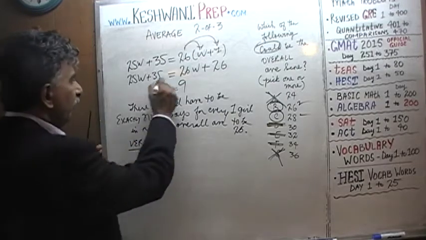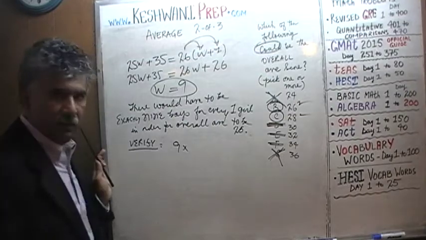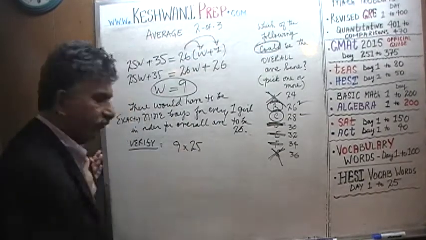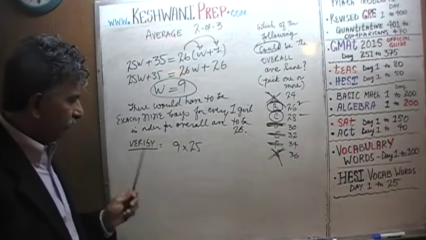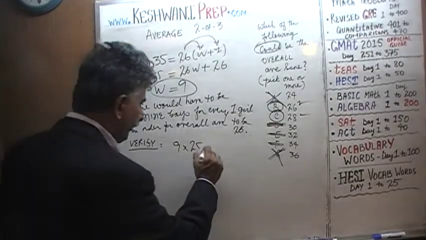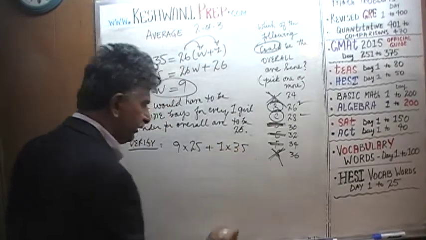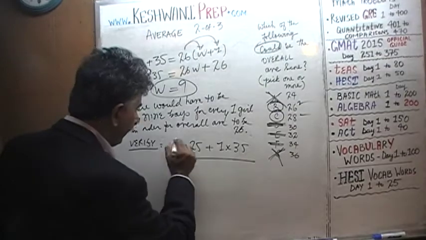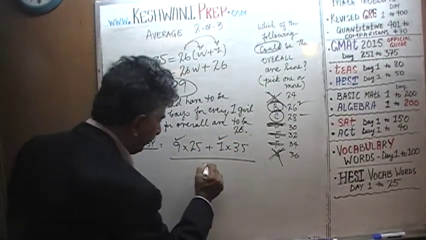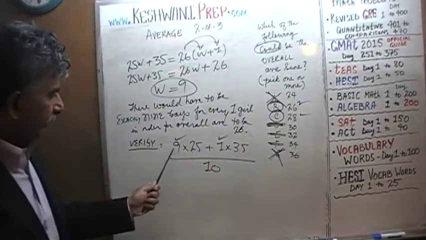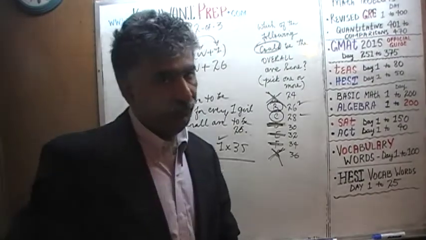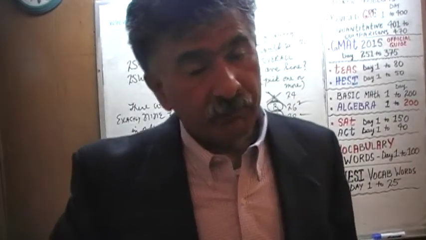So if we have 9 boys, and they scored on average 25 points, the total points earned by the boys would be 9 times 25. And for every 1 girl, she scored 35 points. Since we have 9 boys for every 1 girl, we have a total of 10 kids. 9 times 25 is how much? I know 10 times 25 is 250.